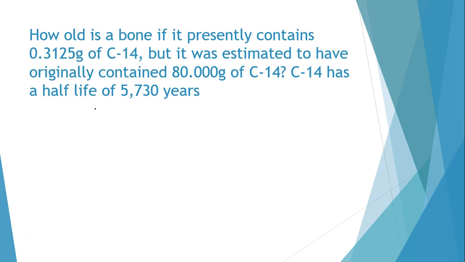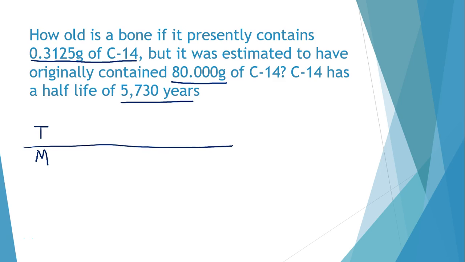I think this is my next to last sample problem. It says, how old is a bone if it presently contains this much carbon-14, but was estimated to have originally contained 80 grams of the carbon-14? Okay, and then it tells me that the half-life is a whopping 5,730 years. Let's start over here. My numbers are going to be big. They're just long. So at an initial time of 0, we know it had 80 grams, and I'm not going to include all of those decimal spaces because that's just a lot.